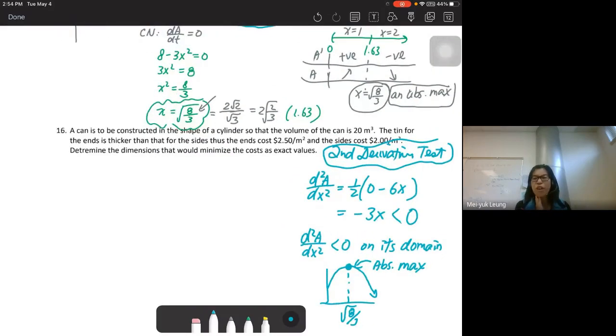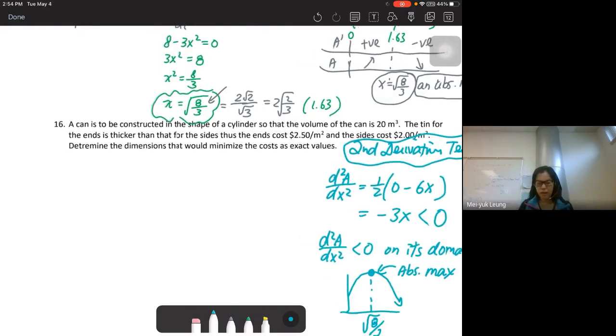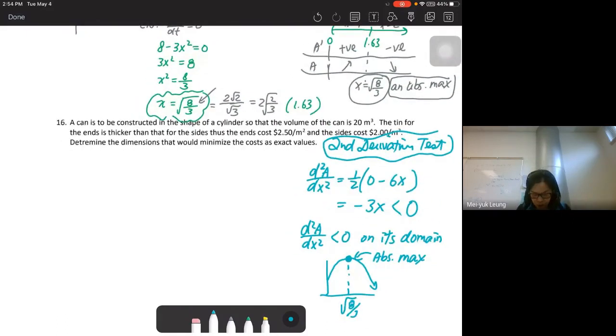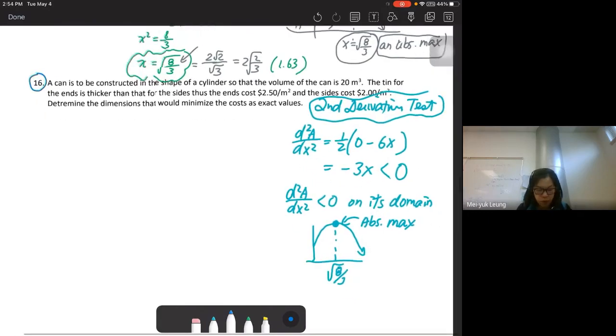Any questions so far? All right. Now, the next question is another typical optimization problem. Okay, let's read the question together.